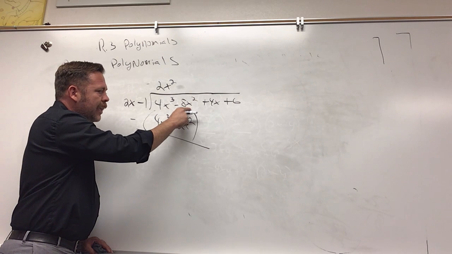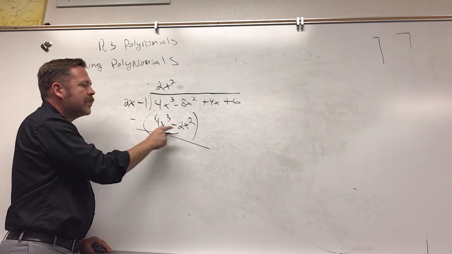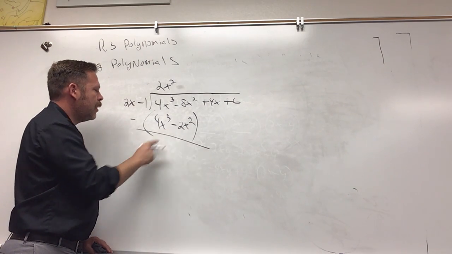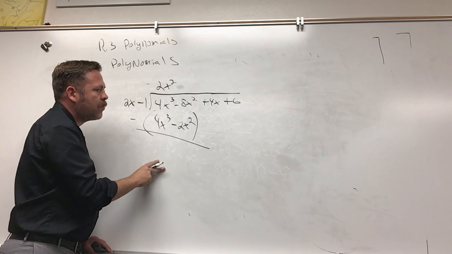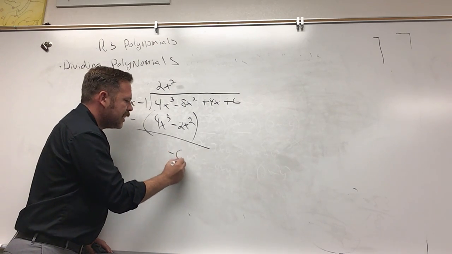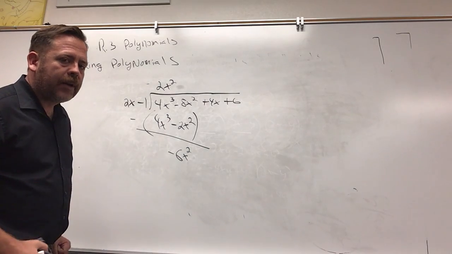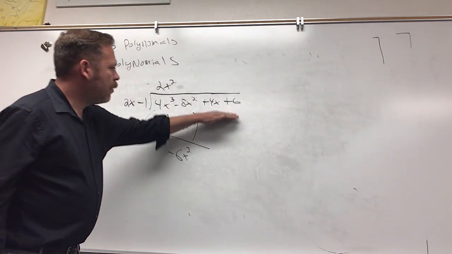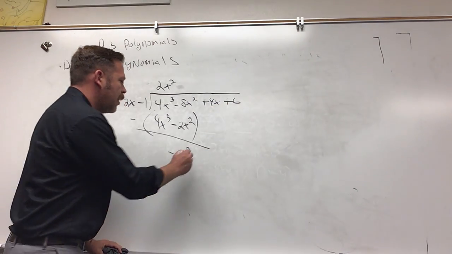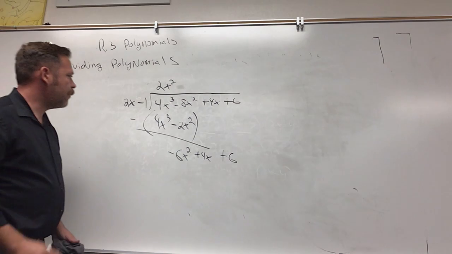And negative 8x cubed, x squared minus negative 2x squared, what really, since you have minus negative, it's like you're going to be adding that x squared. That's going to be negative 6x squared. And if you remember, back when we were in kindergarten and we first learned how to long divide for the very first time, we would bring this other stuff down. So I have plus 4x plus 6, just bringing it down.